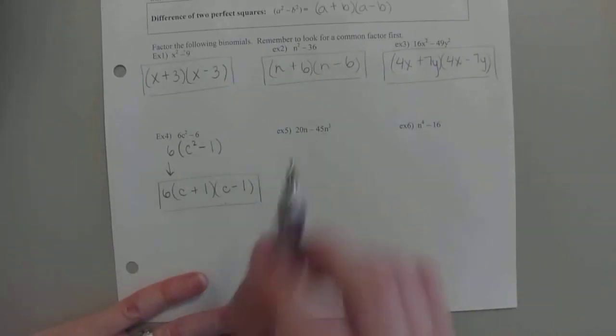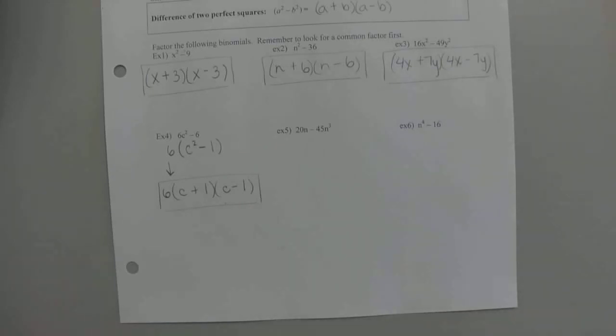So remember, with factoring, you can check by re-multiplying them. Okay, so this is kind of the same thing. You get to 20, you get to 45, like then we have n cubed.